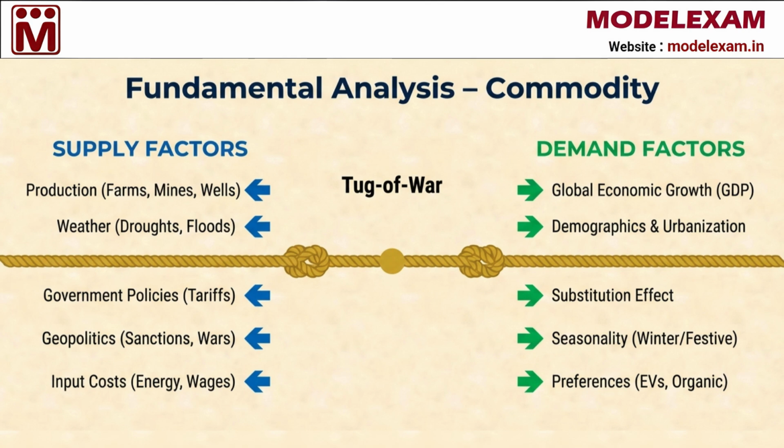On the right side, demand is driven by global economic growth or GDP. Other factors include demographics, urbanization, and seasonality, like winter heating needs or festive buying. We also see the substitution effect and changing preferences, such as the shift towards electric vehicles.